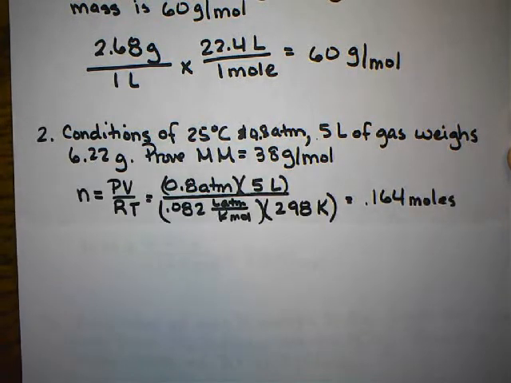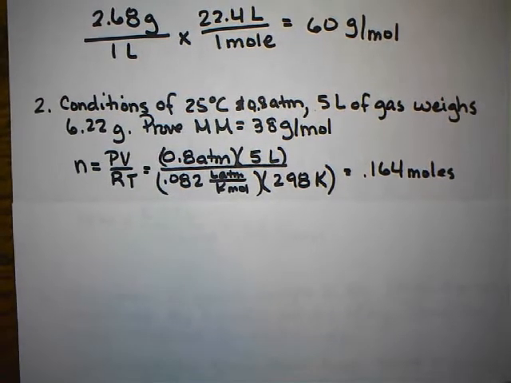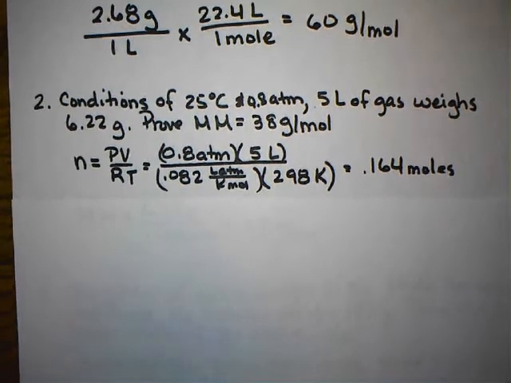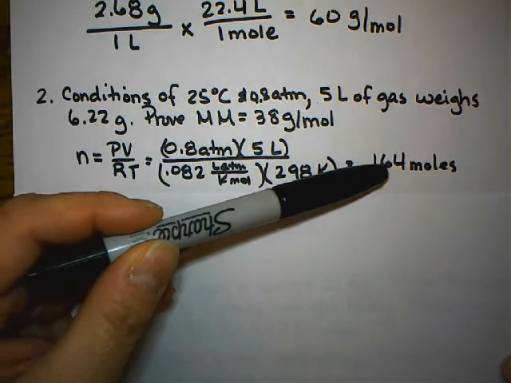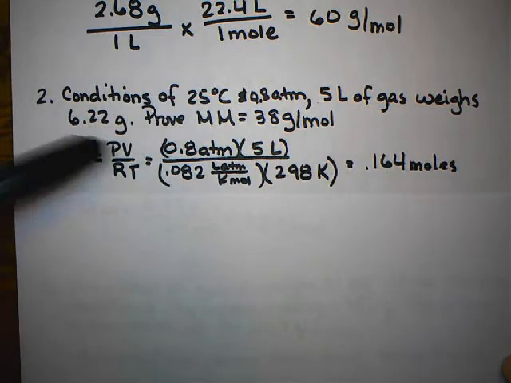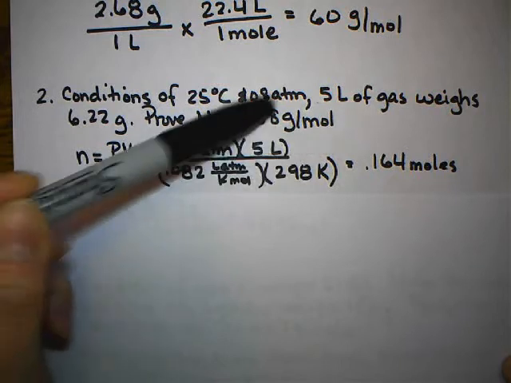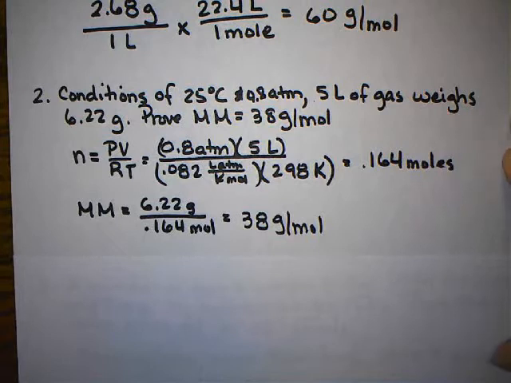What you can use is PV equals nRT. So this is going to be another one of those 2-steppers. You're first going to have to prove that the 5 liters of gas is going to be equivalent to 0.164 moles. And then once you get moles of gas, you also have grams of gas. So grams divided by moles, grams per mole, is molar mass. So once you have your moles, it's simply a matter of taking those 2 numbers and solving for molar mass.